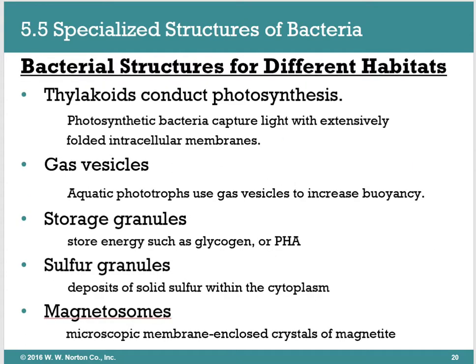So now we're going to go into a little bit more of their different structures. So there are thylakoids that conduct photosynthesis. So these are specified within photosynthetic bacteria, and they capture light. And with capturing light, they're actually able to make their own food and everything, so they don't have to rely on external sources. Also, some of them produce gas vesicles.